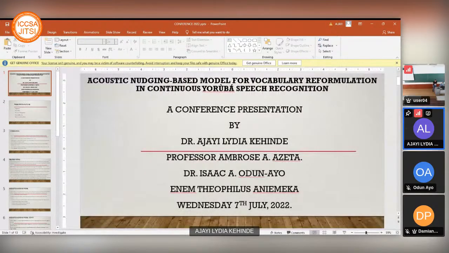Okay, so the next presentation is by Lydia Ayai, who will present a paper titled Acoustic Nudging Based Model for Vocabulary Reformulation in Continuous Yoruba Speech Recognition. You can start, Lydia, when you want. Good evening. My name is Dr. Lydia. My topic is Acoustic Nudging Based Model for Vocabulary Reformulation in Continuous Yoruba Speech Recognition.